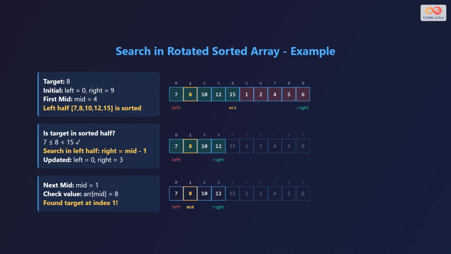Now let's walk through an example of how to search for a target in a rotated sorted array. Suppose we're searching for the target 8 in the rotated array given. Initially, left is 0, right is 9, and the first mid is 4. The left half of the array from index 0 to 4, which is 7, 8, 10, 12, 15, is sorted. Since 7 is less than or equal to 8, which is less than 15, we search in the left half. We update right to mid - 1, so left stays 0 and right becomes 3. Now the next mid is 1. The array at index 1 is 8, so we found the target at index 1.